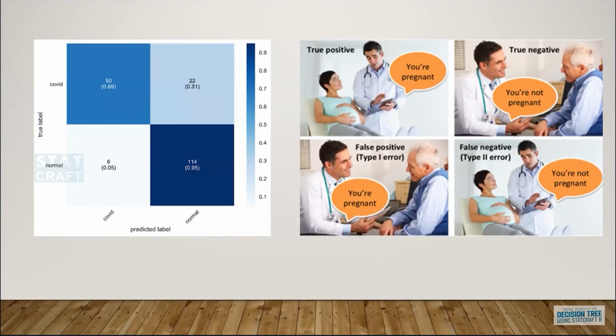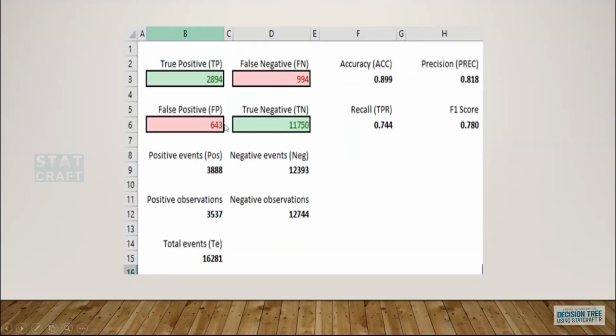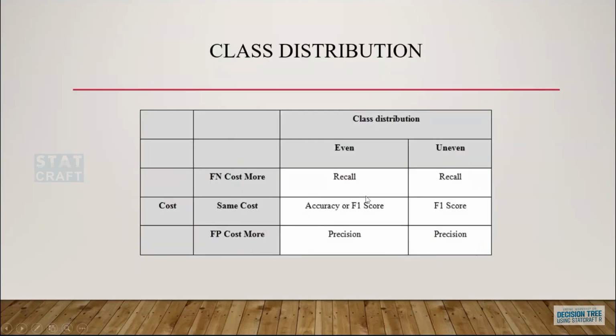Is it more dangerous to label a COVID patient as normal, or to label a normal person as having COVID? Which is more dangerous? So when that is the scenario, when the classes are not equal, you have to choose the statistics depending on it.